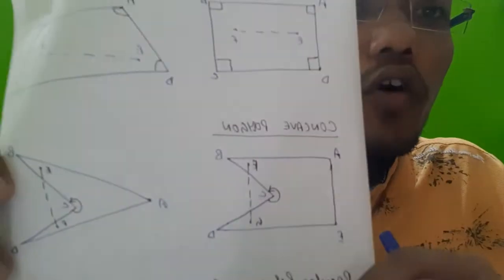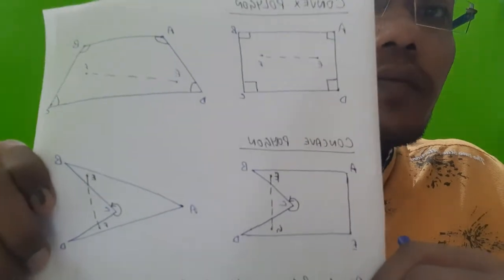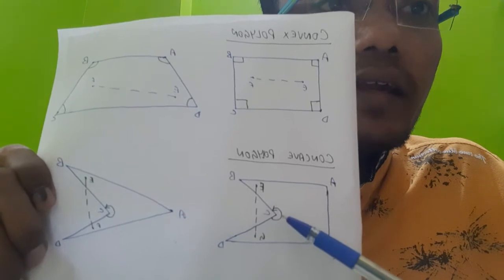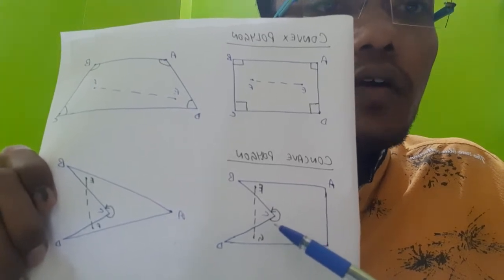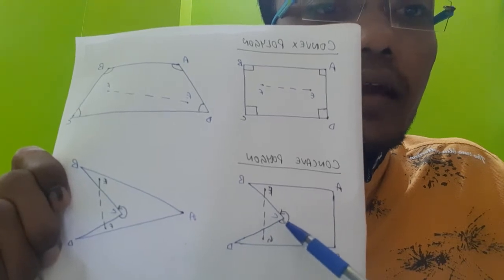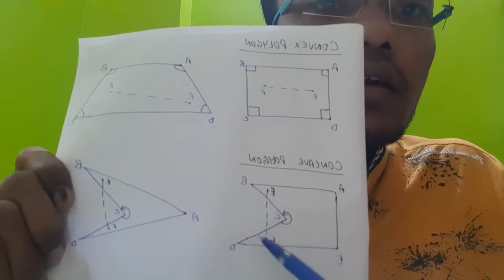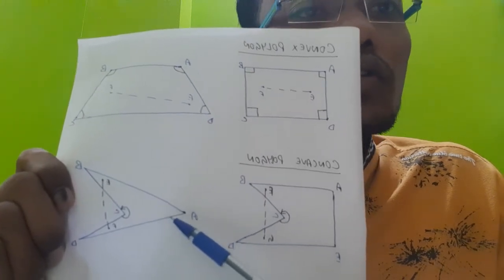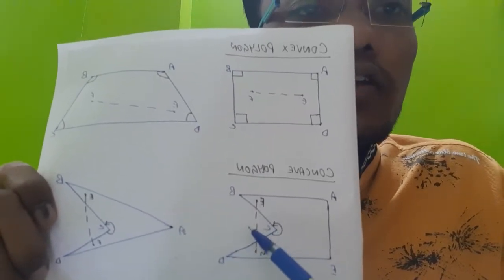Whereas in the case of a concave polygon, one or more than one of the interior angles may be greater than 180 degrees. So in these two cases we can see that this particular angle C is greater than 180 degrees. In this case also, this angle C is greater than 180 degrees. So these two are concave polygons.